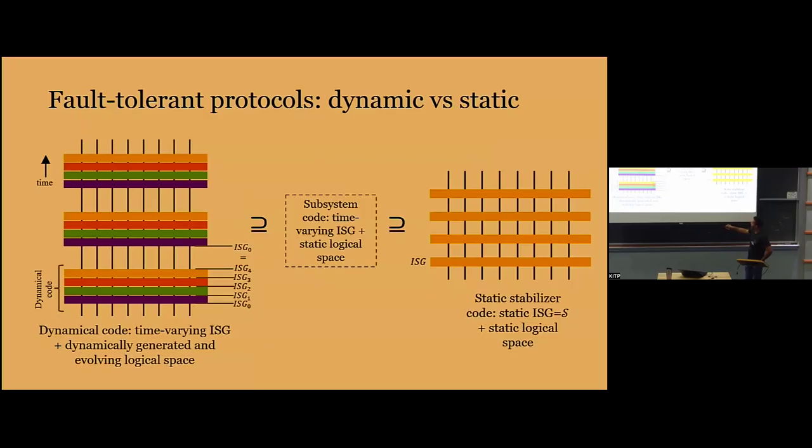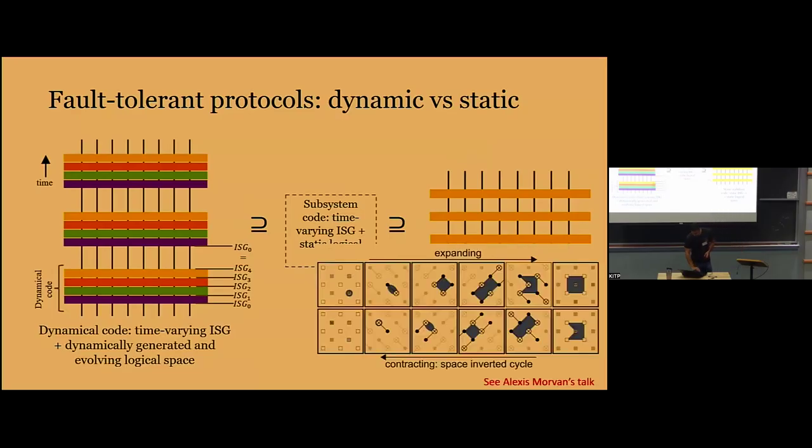And somewhere in between lies a subsystem code, where you also have these time-varying instantaneous stabilizer groups, but we usually think of a static logical space. And the theme of my talk is to say that the fault-tolerant syndrome extraction protocols can be generally understood within this dynamical framework. And I also kind of lied when I said that on this side, on the static side, we have the stabilizers remaining static.